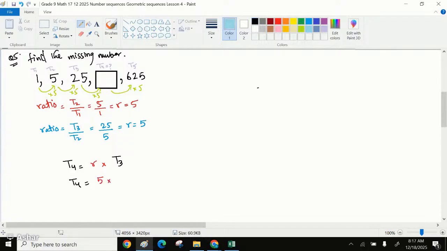What was the previous term? The previous term was 25. Can anyone give me the answer to what is 5 multiplied by 25? Help me out, please. Give me an answer. Yes, 5 multiplied by 25 is 125. Thank you for answering. So we can write 125 in the answer space. Let's go to the next question.